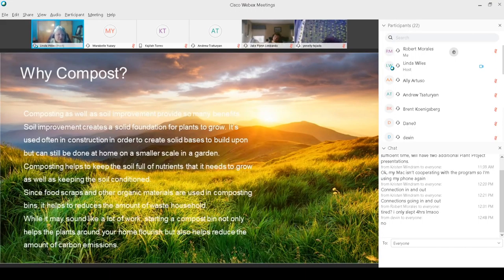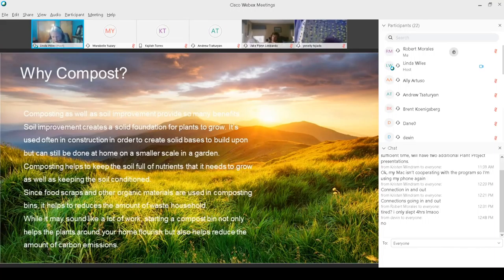Okay, why compost? So compost, as well as soil improvement, provides so many benefits. Soil improvement creates a foundation for plants to grow. Each type of soil has different human uses for it. Some soils are ideal for putting buildings up, because they're very, very stable. They're not moving much. Other soils are better used for agriculture, ones which have high fertility levels, high organic matter levels, or tend to be softer.